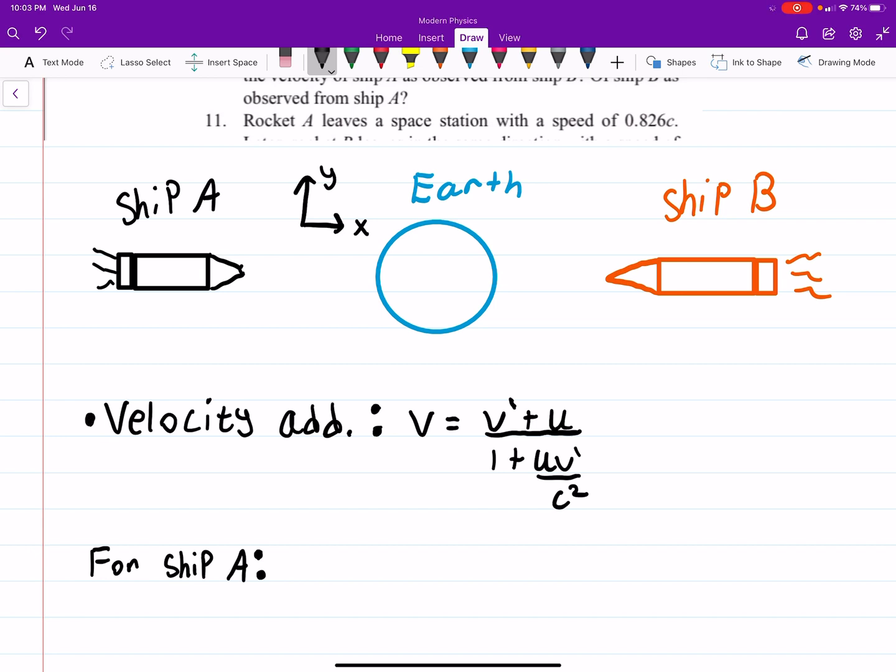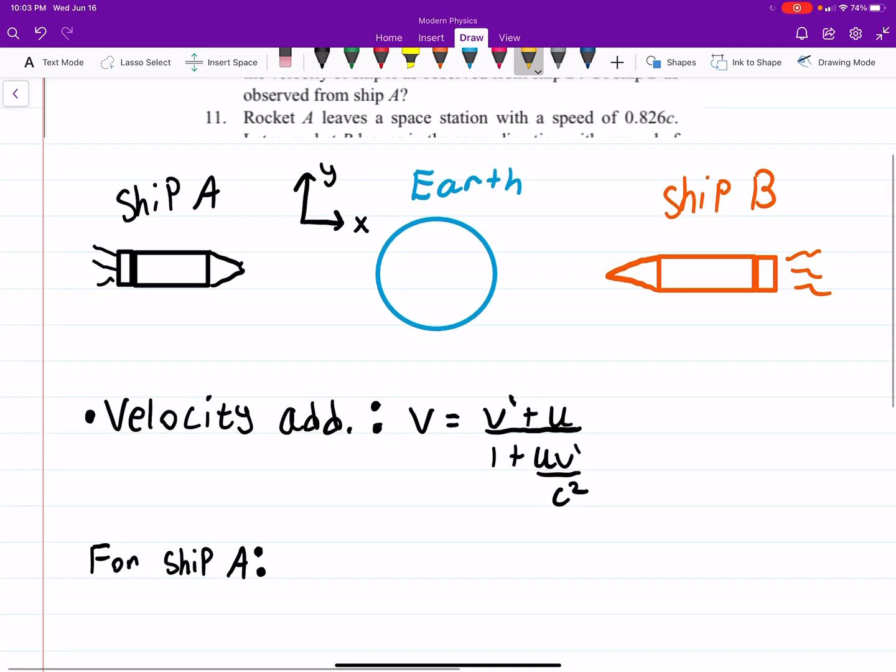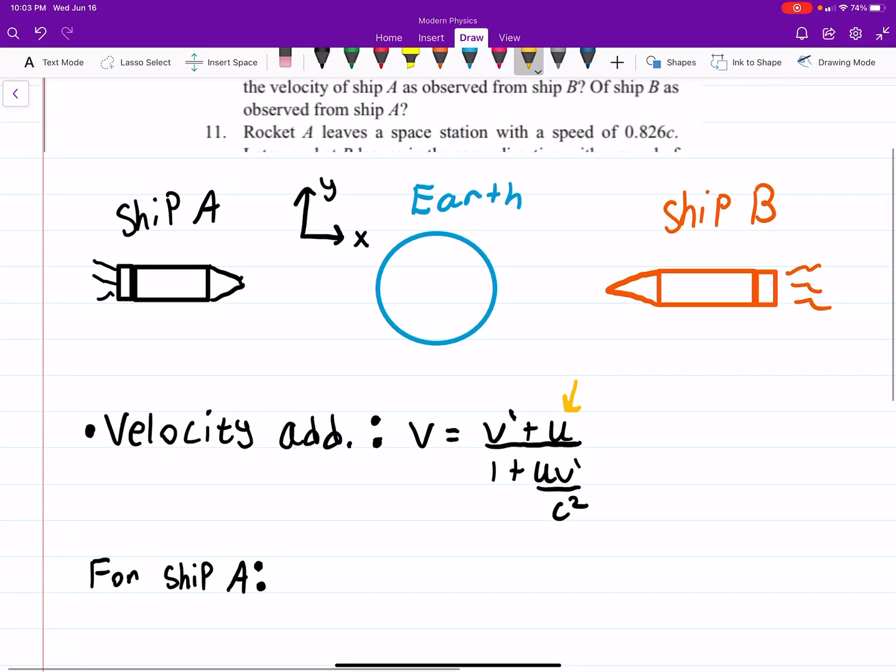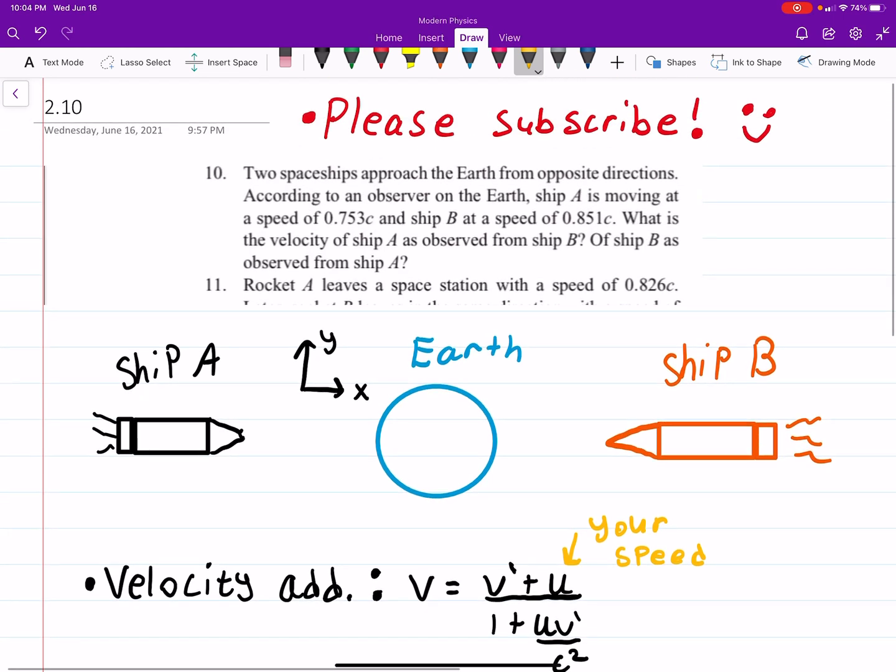So let's see. The way I think about it, this, u, is your speed, or I should say speed of your reference frame. So the speed of ship A's reference frame is given in the question. That's just this. This is going to be the other ship's reference frame from the perspective of, in this case, Earth, which is, they're both given, so it's no issue.